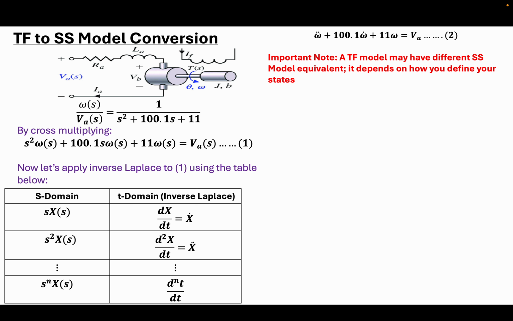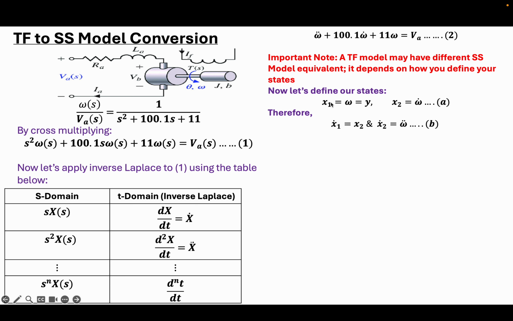So in this case, our definition is I define my S1, the first state, to be omega, which is the output as you can see from the transfer function model, and my S2 to be omega dot, which is the motor acceleration. So from A, if I take the derivative of S1, S1 dot is just S2, and my S2 dot is just omega dot dot.